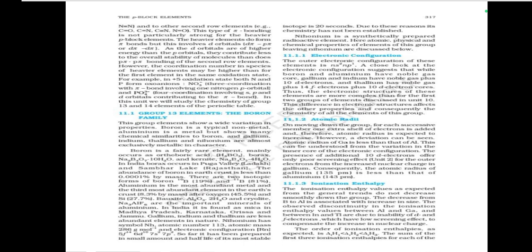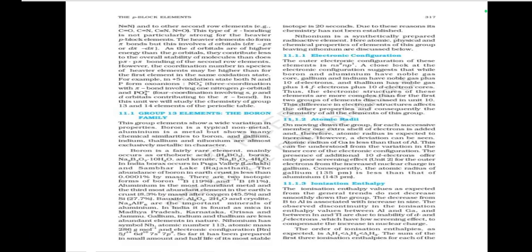Electronic configuration. The outer electronic configuration of these elements is ns2 np1. A close look at the electronic configuration suggests that while boron and aluminum have noble gas core, gallium and indium have noble gas plus 10 d electrons. Thallium has noble gas plus 14 f electrons plus 10 d electrons core. Thus, the electronic structures of these elements are more complex than for the first two groups of elements discussed in Unit 10. This difference in electronic structures affects the other properties and consequently the chemistry of all elements of this group.